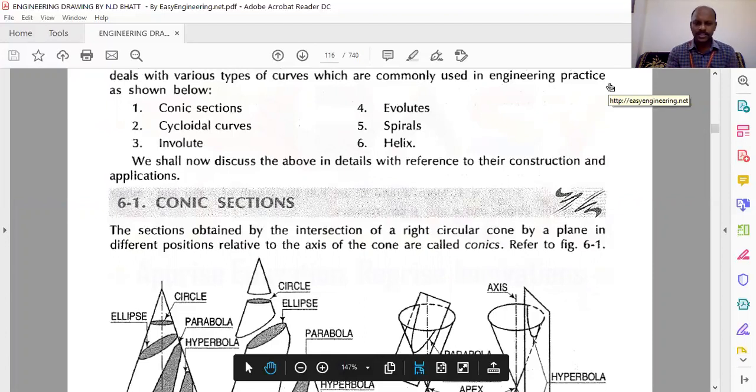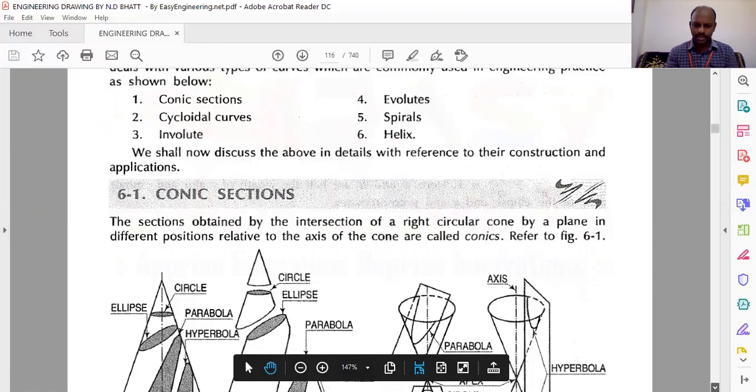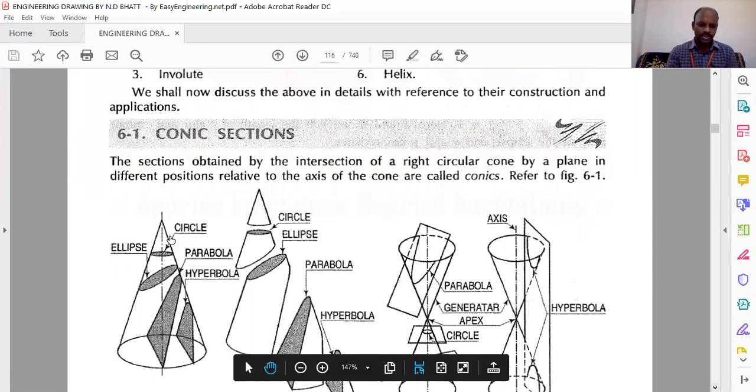Let us discuss one by one, and I will give you a brief outline, the background of all these conic sections. Let us see this document here. Why it is called conic sections? All these, ellipse, parabola, hyperbola, are called conic sections because all are derived from a right circular cone. Now if you see here, it's a right circular cone having some axis and the base.